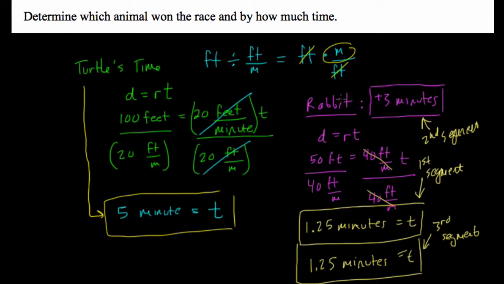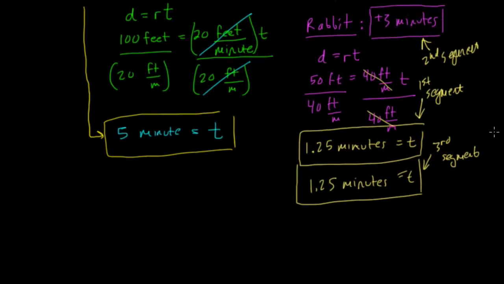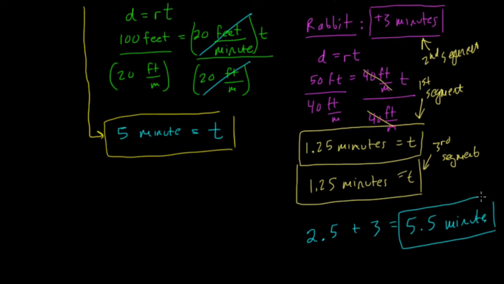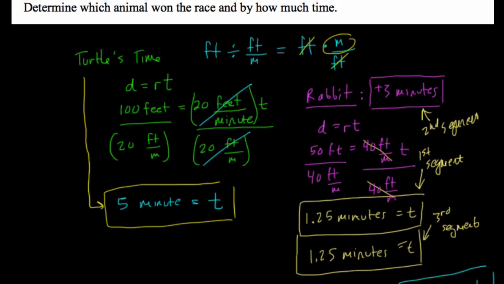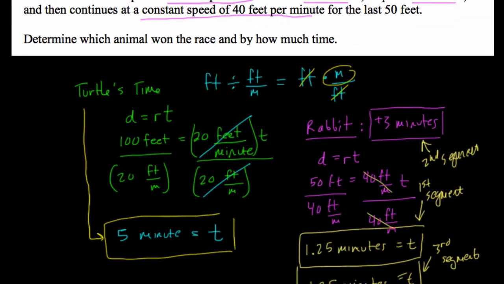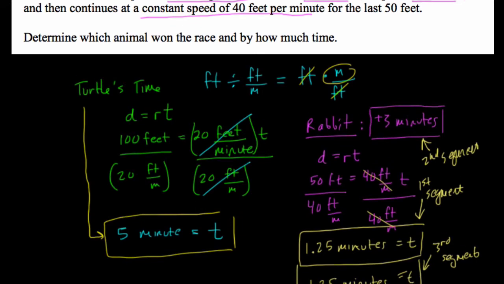So that just means the rabbit's going to take a grand total of what? Well, 1.25 plus 1.25 is 2.5 minutes, plus the 3 minutes where it just sits there. That's 5.5 minutes, or 5 minutes and 30 seconds. So here, you want to say that the rabbit wins, and by half a minute or 30 seconds.